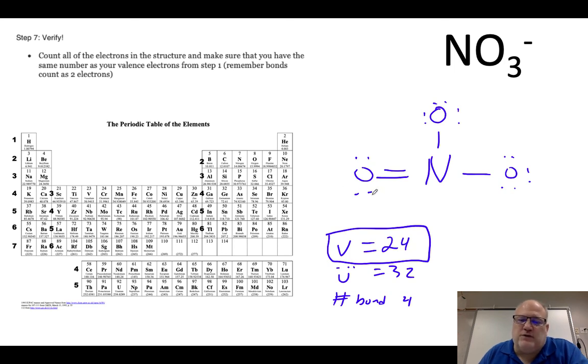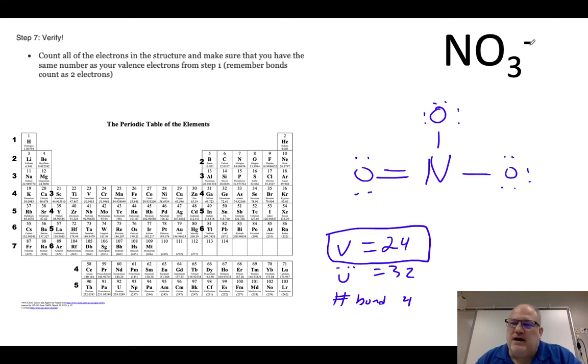So if we go like this, we're going to go 2, 4, 6, 8, 10, 12, 14, 16, 18, 20, 22, 24. And this is a good structure because every one of these has a full outer shell of 8, and altogether when we add them up, it equals 24. So this is the correct Lewis structure. But there is one more thing we need to do.